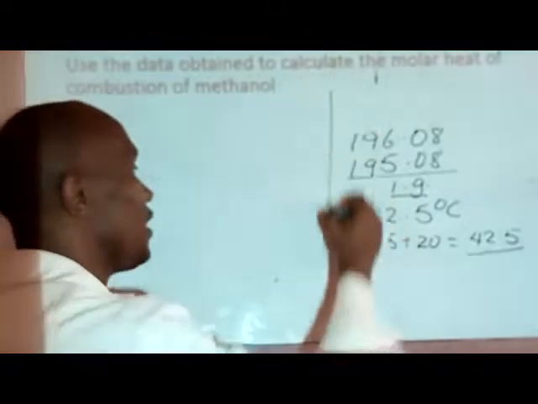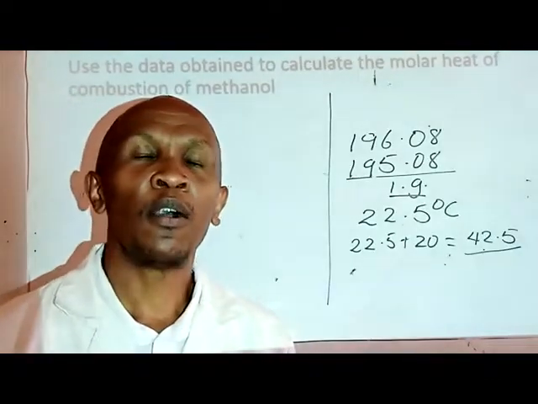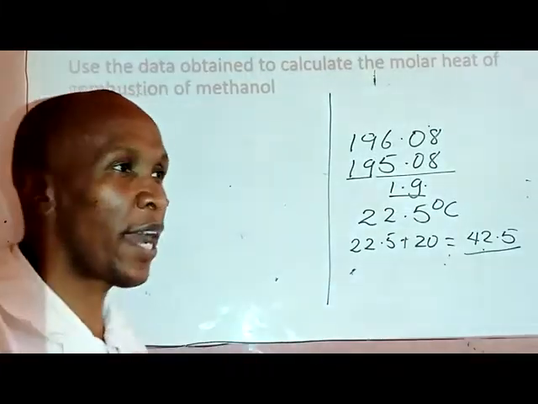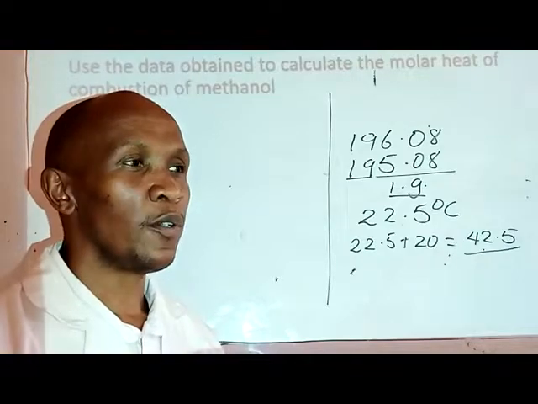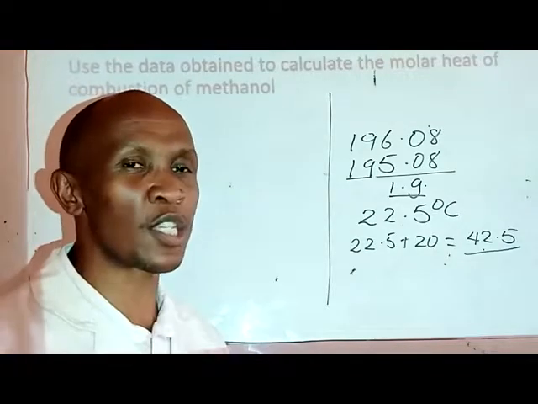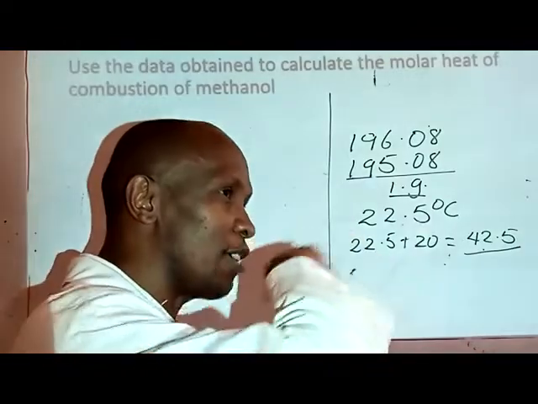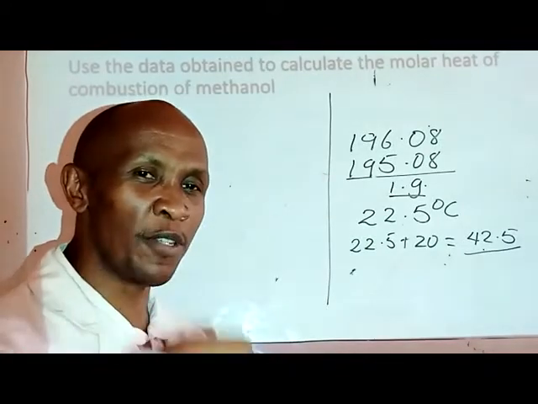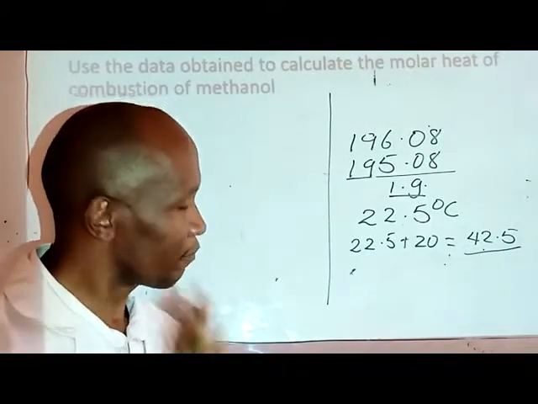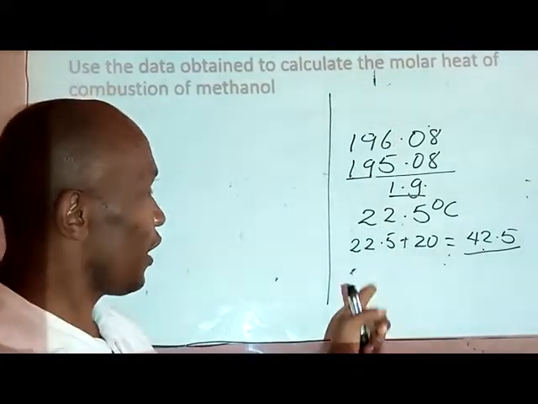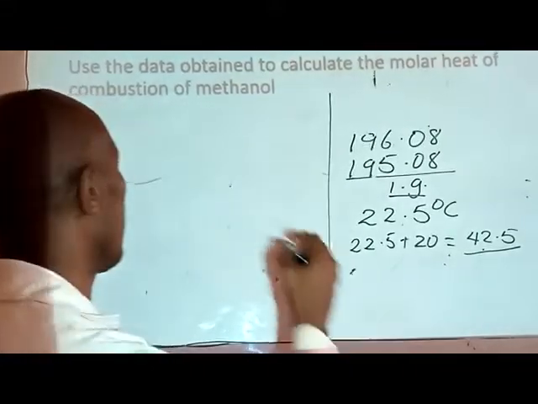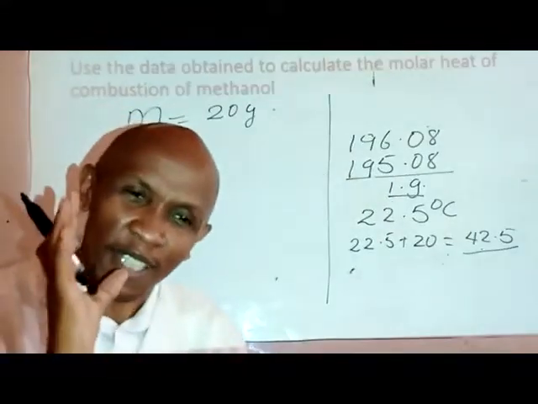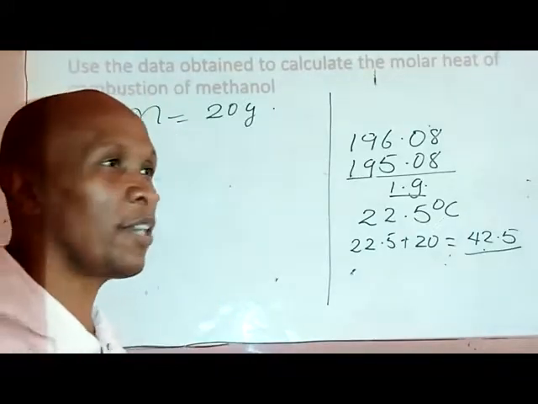So first, we determine the mass of the environment. Now look at your thermometer. Where is the thermometer? What is the mass of whatever surrounds the thermometer? Is it 1 gram? I think it is 20 cubic centimeters. So our M is equal to 20 grams. If you get that, you are almost there, my friend.